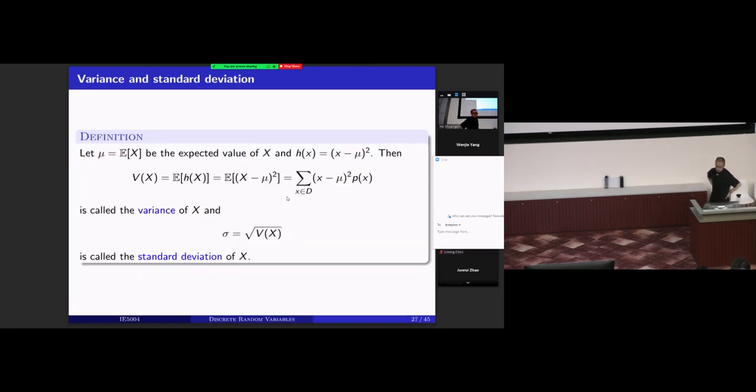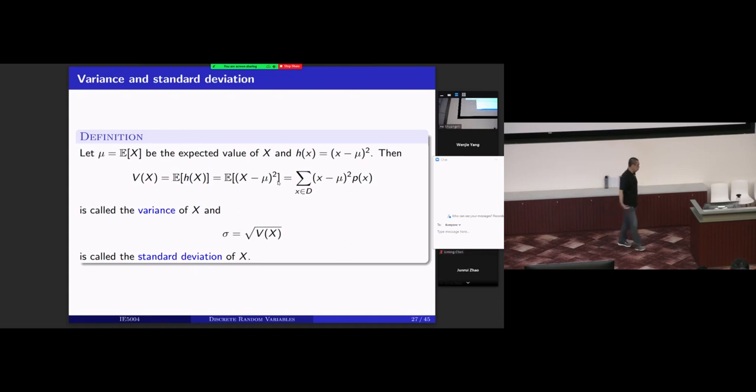So then we consider a special case where this function takes this form. If mu is the expected value of a random variable X, then the expectation of X minus mu squared is called variance. The square root of that is called standard deviation.